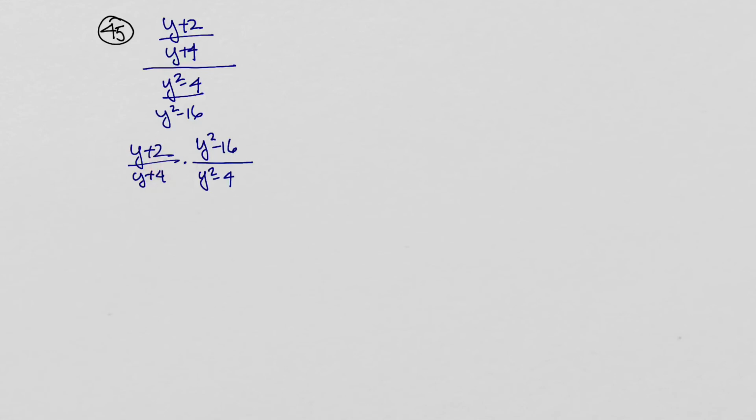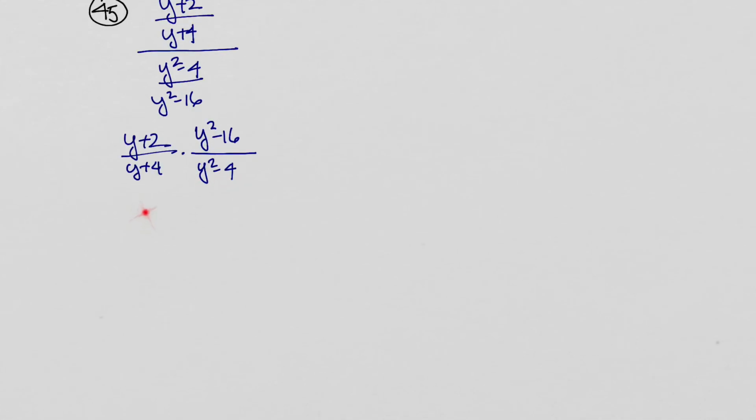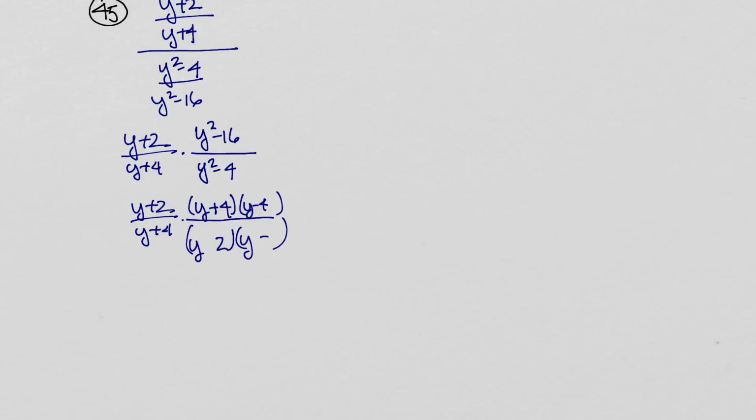This is already factored. We can factor this, right? Difference of two squares, difference of two squares. So let's do it. So we're going to get y plus 2 over y plus 4 times, okay, we get these conjugates. y and y, 4 and 4, one's plus, one's minus. And in the denominator, what do you know? We'll get y and y, 2 and 2, one's plus, one's minus.